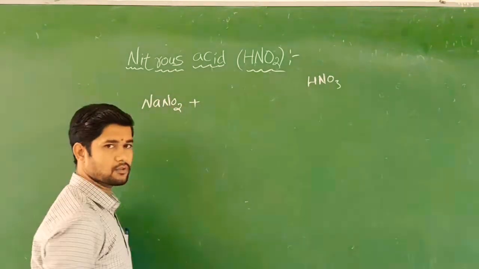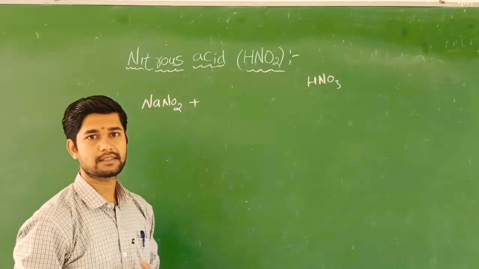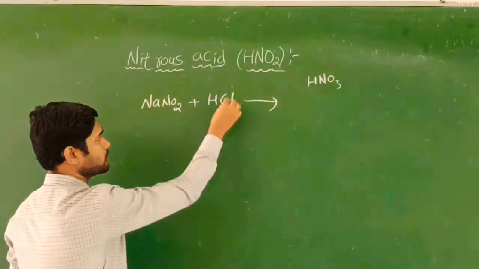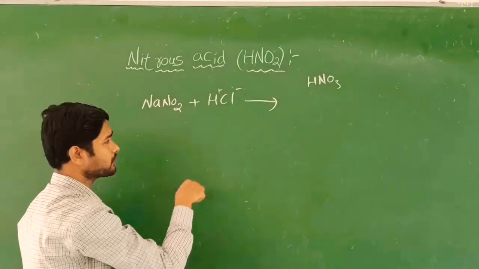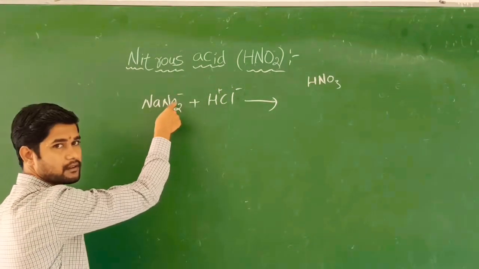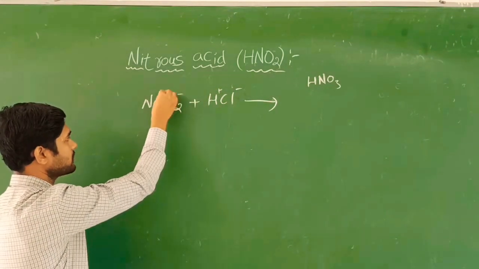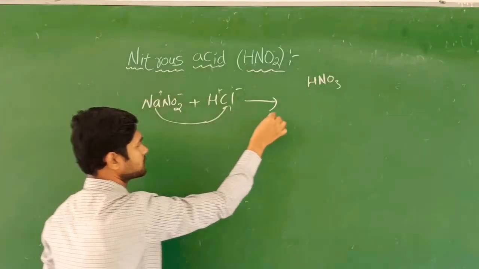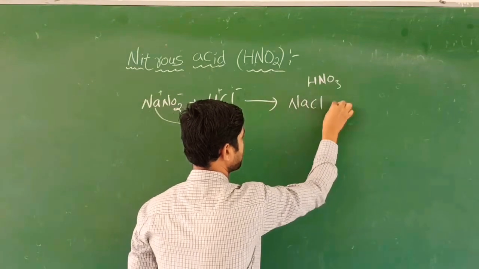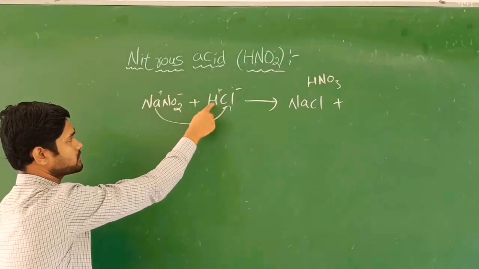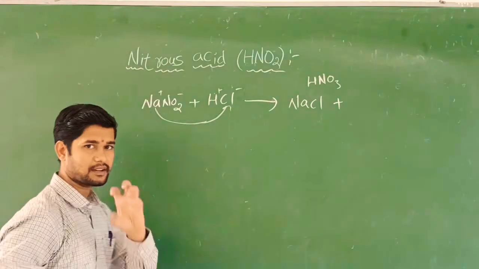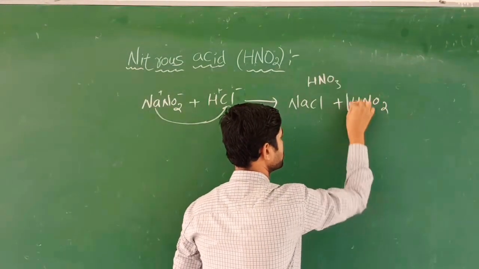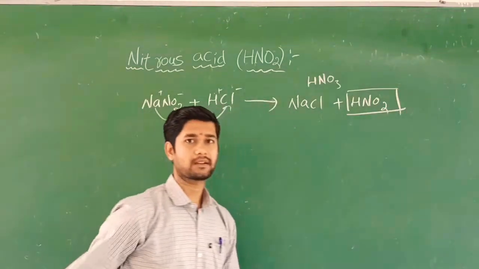NaNO2 plus dilute HCl. I mention the charges here because Cl minus and H plus will be there. Similarly, NO2 minus and Na plus, because these are salts. So what happens? Na plus and Cl minus react to give NaCl, and NO2 minus plus H plus, by minus-plus attraction, gives HNO2. Like this, we prepare HNO2, nitrous acid.